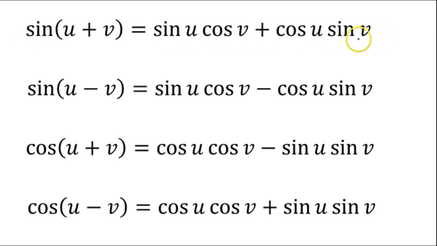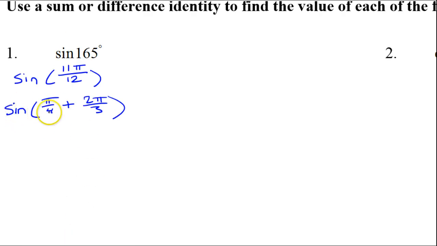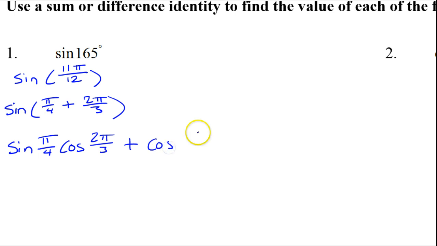So you need to have memorized this identity. Okay, so if I have the sine of the sum of two angles, I can evaluate it this way. So this would be the same thing as the sine of pi over 4 times the cosine of 2 pi over 3 plus the cosine of pi over 4 times the sine of 2 pi over 3. That's just what the formula tells us. Notice that the order of the angles, I'm keeping that the same. I have pi over 4 and 2 pi over 3.